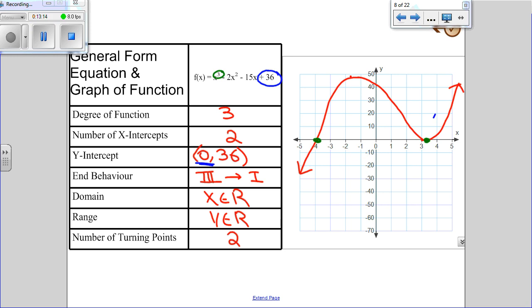The number of turning points. So again, you want to check to see how many times does this thing go from increasing to decreasing or decreasing to increasing. So one time up here, we're going up, up, up, up, up, up, and now we're going down. We come down all the way down here, and then all of a sudden we're going up again. So we have 2 turning points.